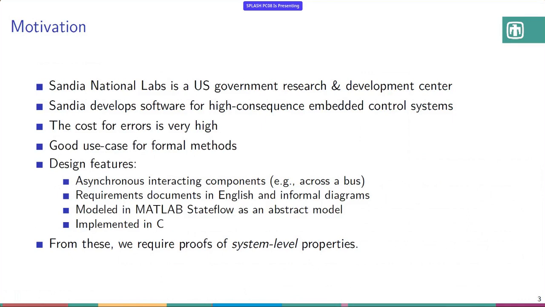We have asynchronous interacting components. For example, we have many systems communicating across a bus, different clock domains. We have requirements documents that are written in English and in formal diagrams. Think Visio and Microsoft Word, actually. These are modeled in MATLAB Stateflow. Now, Stateflow is used for many different things. I don't exactly know, but think of Stateflow as an abstract graphical modeling language for these systems. And then we have an implementation in C, which interacts with hardware. And from these, we require proofs of the system level properties, which is key, which is to say properties which hold across all of the systems interacting with each other.